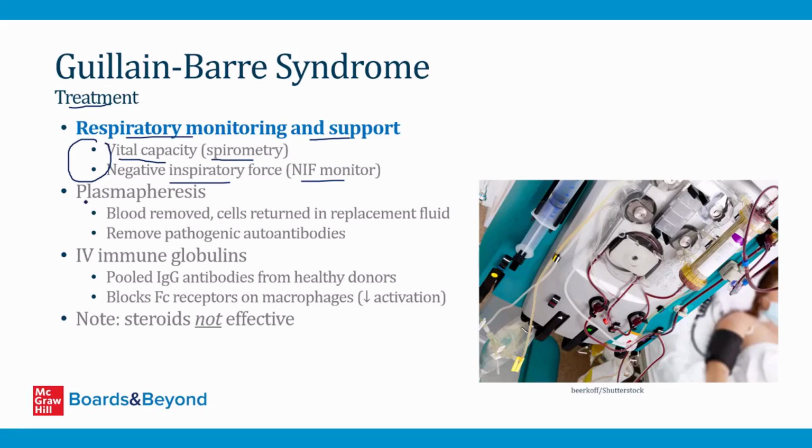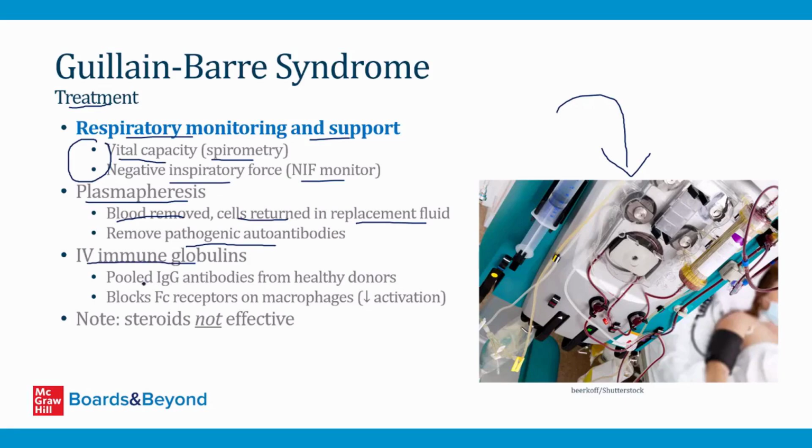The first one is called plasmapheresis. This involves hooking the patient up to a machine like what's shown in this picture here, and the way plasmapheresis works is the patient's blood is removed and then the cells are returned, but they're returned within replacement fluid. You remove the non-cellular elements from the blood. And the idea here is that this removes pathogenic autoantibodies, and this has been shown to improve the clinical features of Guillain-Barré syndrome.